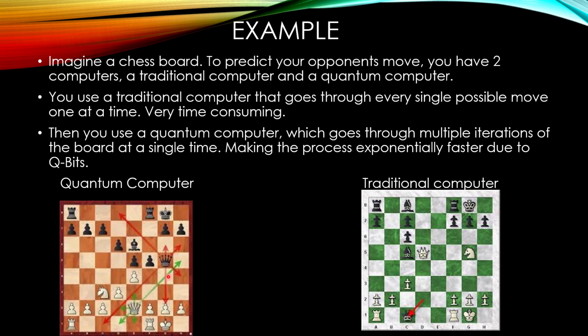As you can imagine, this is extremely time consuming. By the time it finishes checking the permutations of every single move that it can do, it would take a lot of time. But then you have a quantum computer. A quantum computer is going to look at a piece and do all its combinations and permutations at the same time. This makes the process exponentially faster.